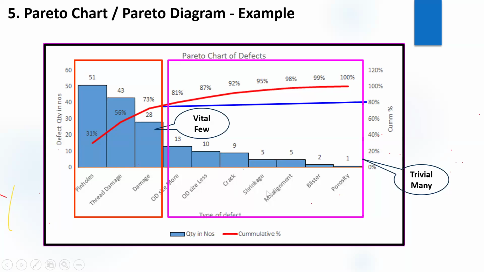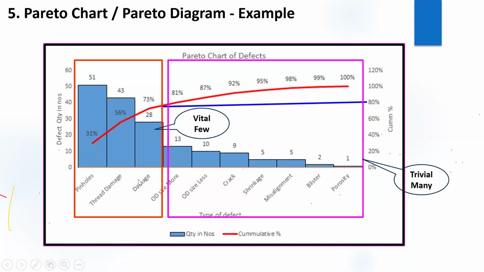So how to draw these? These are called the vital few. These are the very few, 1, 2 or 3. These will be many, so it is 1, 2, 3, 4, 5, 6. Here may be 7, 8, 9, 10, 11, 12, 13, 14. It may be many, but we need not focus here. We need to focus on the vital few. This is called the 80-20 rule.